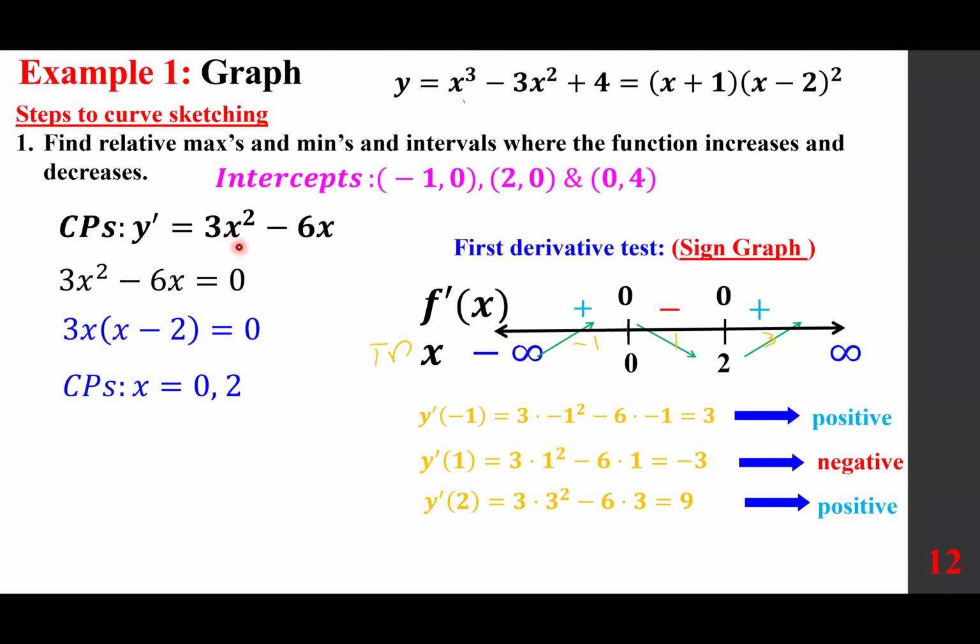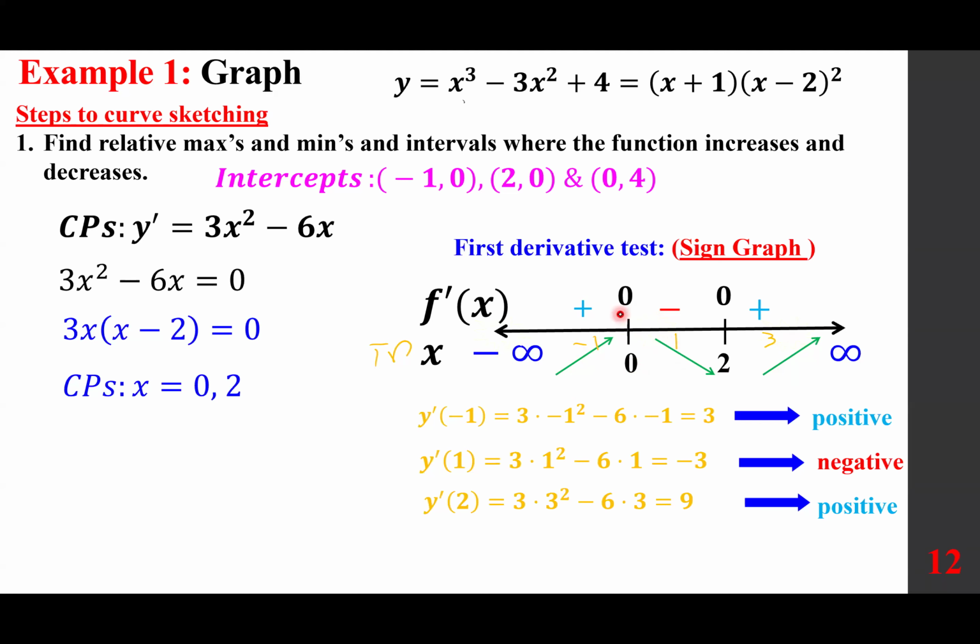I like to throw in arrows. It helps me see that, okay, positive arrow up, negative arrow down. So increasing, decreasing, increasing. What does that mean? From negative infinity to 0, union 2 to infinity is increasing, and 0 to 2 is decreasing. As it changes from increasing to decreasing, this is the point of local max. As it changes from decreasing to increasing, it's a local min.